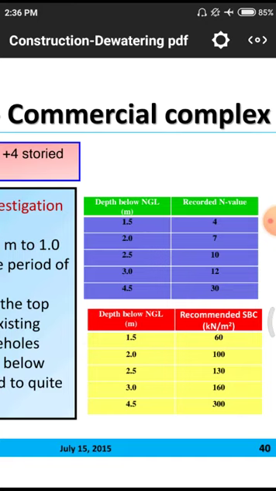After that, with respect to soil bearing capacity, at 1.5 meters they have a soil bearing capacity of 60 kilonewton per meter square. That means that particular area will have to bear that quantity of stress. At 2 meters, 2.5 meters, 3 meters and 4.5 meters, the soil bearing capacity simply increases.